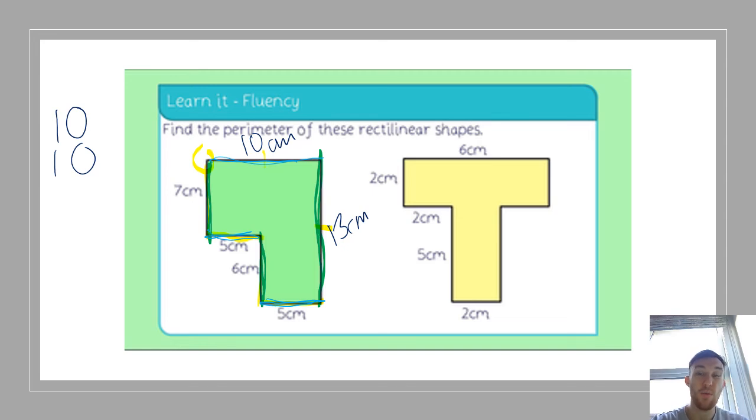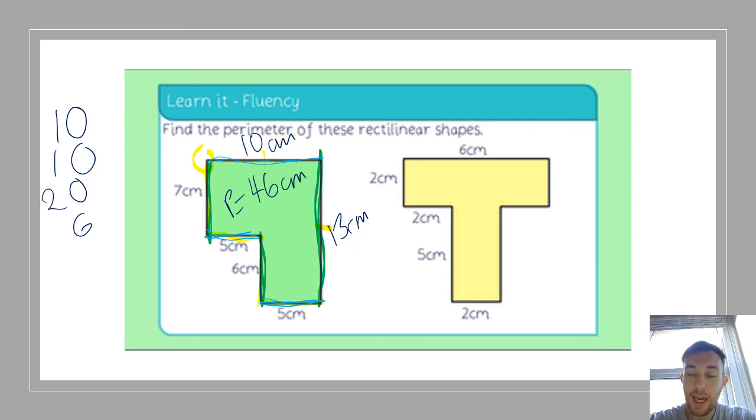So when working out the perimeter, it's always good to look for some number bonds. So 7 and 13 would be 20, and then what have I got left? I've got a 6 left. So I can do 10, add 10 is 20, add another 20 is 40, plus the 6 is 46. So therefore the perimeter of this particular shape is 46 centimeters.